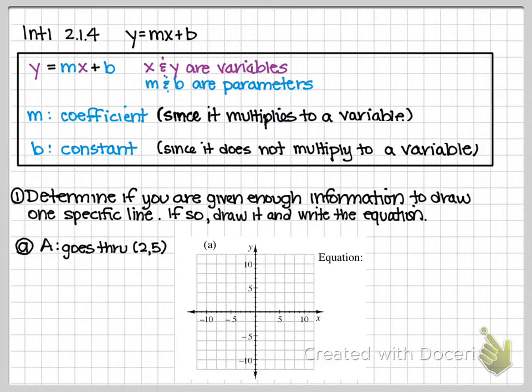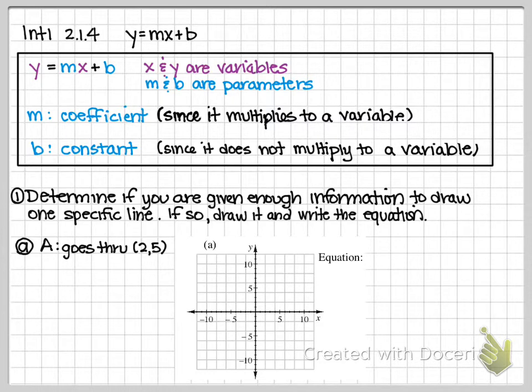X and y, those are called variables. Variables, things that can change. So you can plug different values into them and they can alter or vary or change. M and B are called parameters. I'll be honest with you, I'm not going to ask you to identify parameters for me. However, I am going to ask you to identify what a coefficient is and what a constant is.